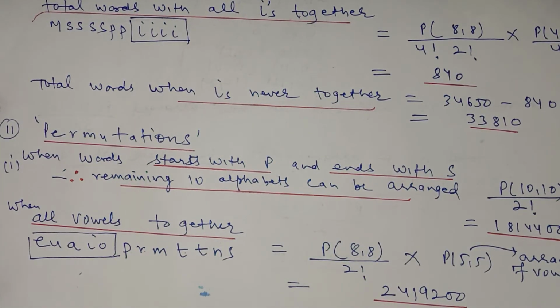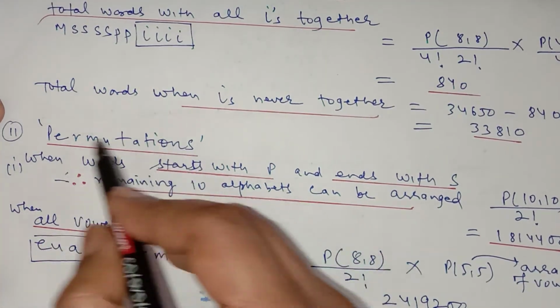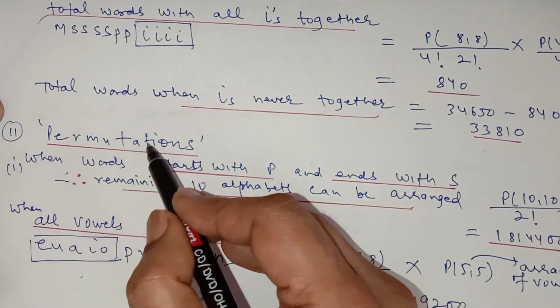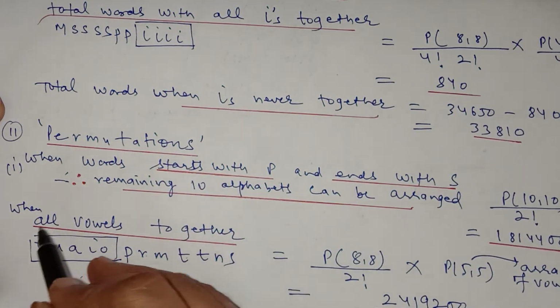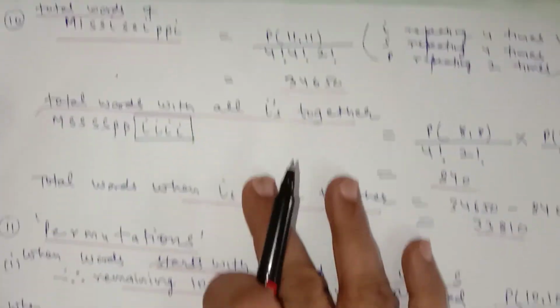Now in the second part of this question, you have to find how many words we can make from the letters of the word permutations in which all vowels are together. So how many vowels are there in this word permutations? E, U, A, I, O, all 5 are there. So they have to be kept always together, as we have done with the I's.